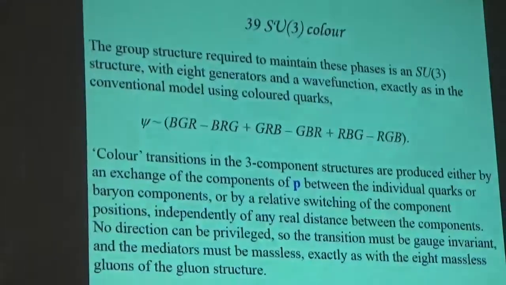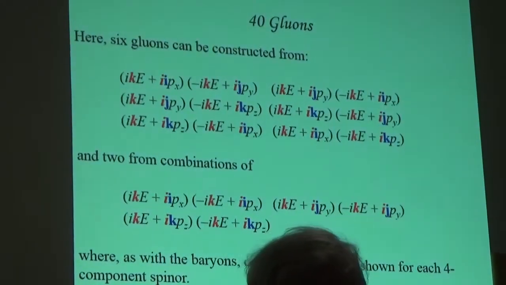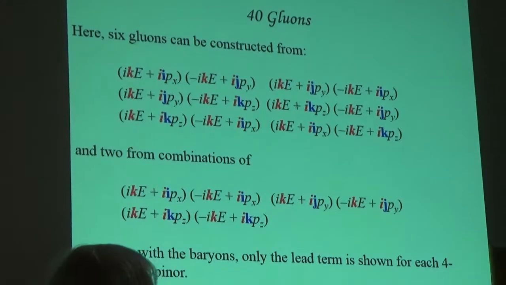The group is obviously a color transition. It's exactly the same as the color transition. And it's like a transfer of P, the different ways of arranging it. Blue ones will then look like those.